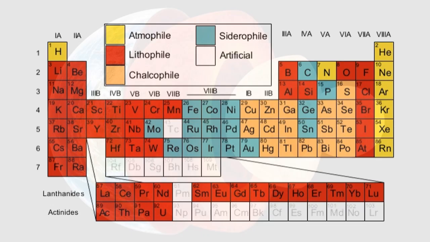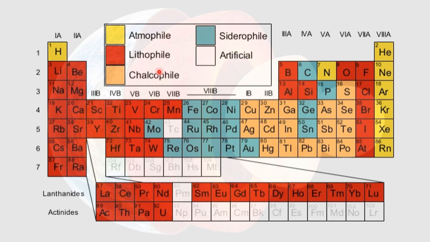So this is the periodic table indicating Goldschmidt's classification of different elements. Atmophiles are represented by yellow colors. These elements are atmophiles. Lithophiles are indicated in red colored boxes, and these elements are lithophile. So they are mainly rock forming elements.